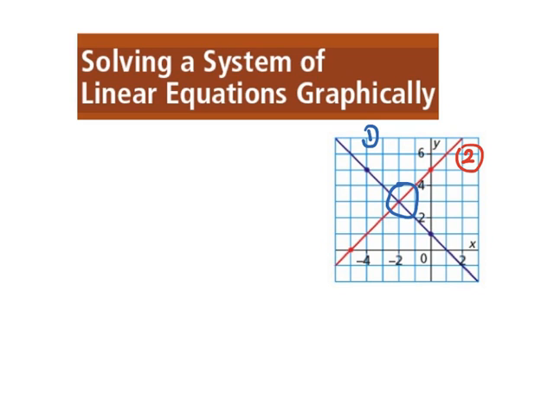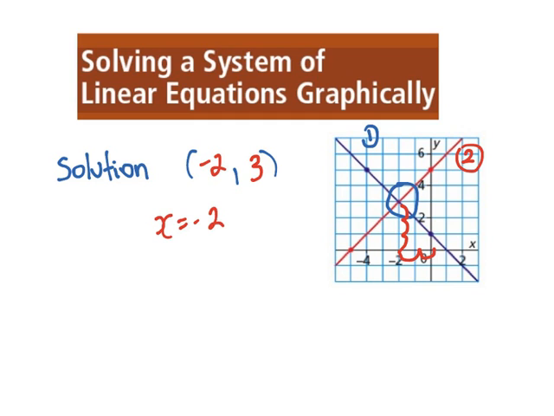And therefore the solution is 2 units to the left on the x-axis, and 1, 2, 3 units up. So the solution to this system graphically is (-2, 3). This means x is equal to -2, while y is equal to 3. Let's use this information to solve the next couple of examples.